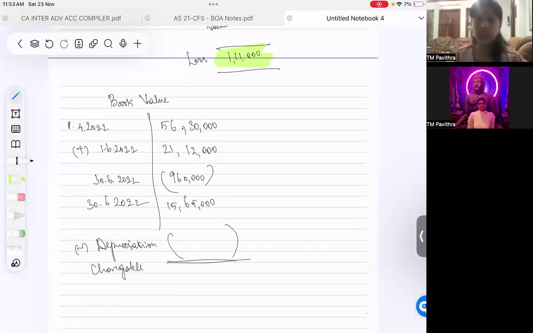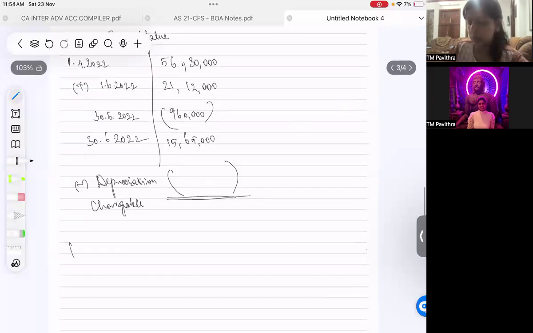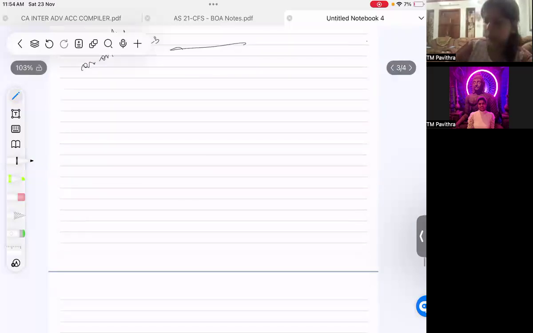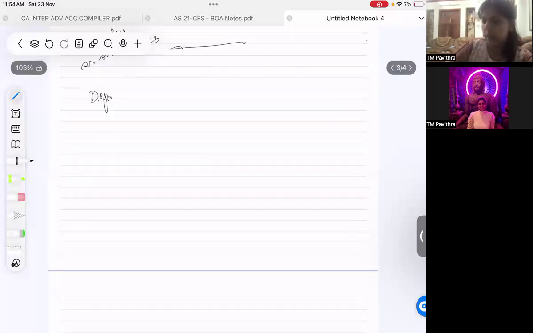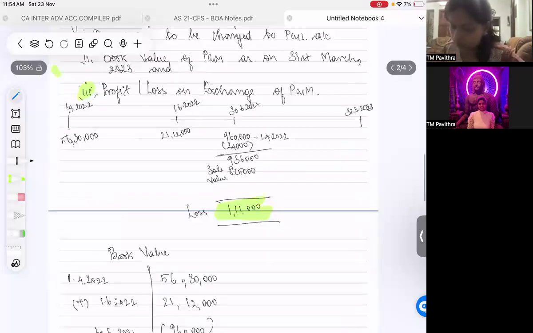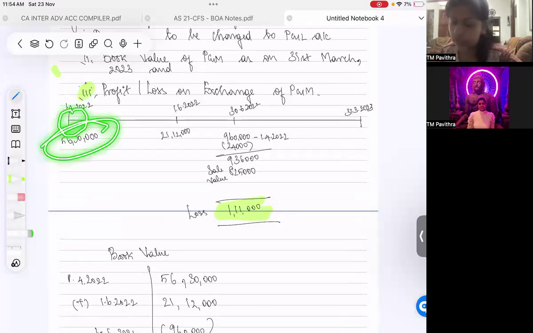We will find out what is the depreciation that is to be charged on the said plant and machinery, and then we will arrive at the book value as on 31/3/2023. Moving on to the calculation for depreciation, we are given the opening, the additions and the deletions. Depreciation to be entered.